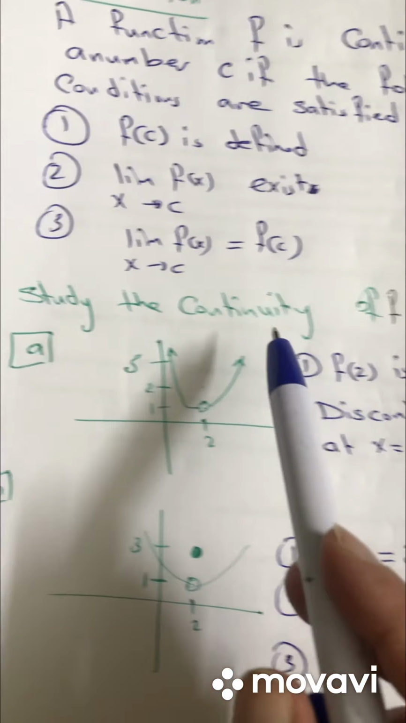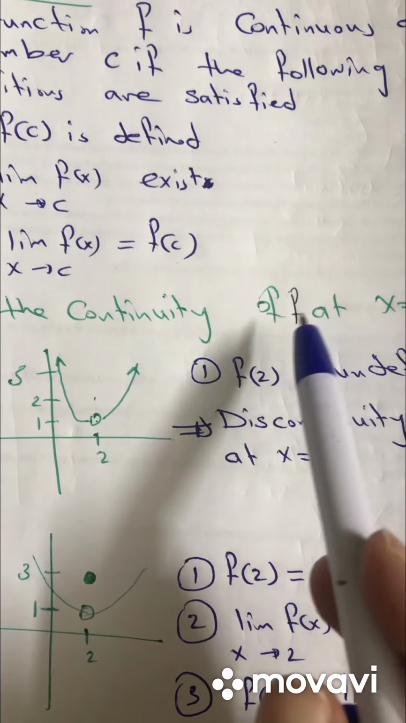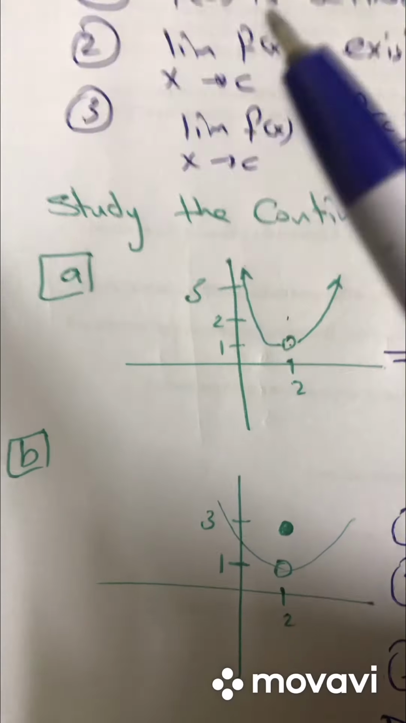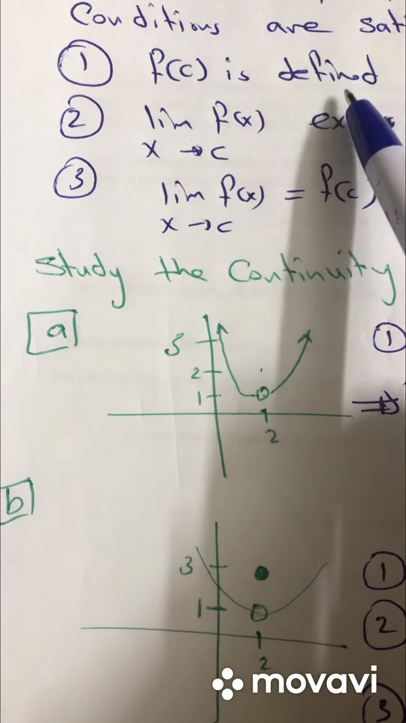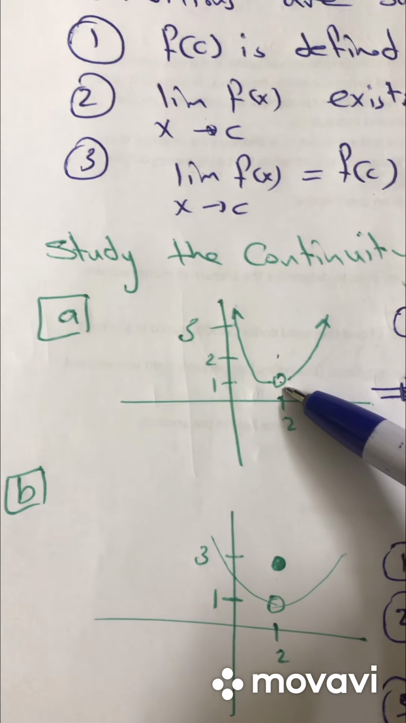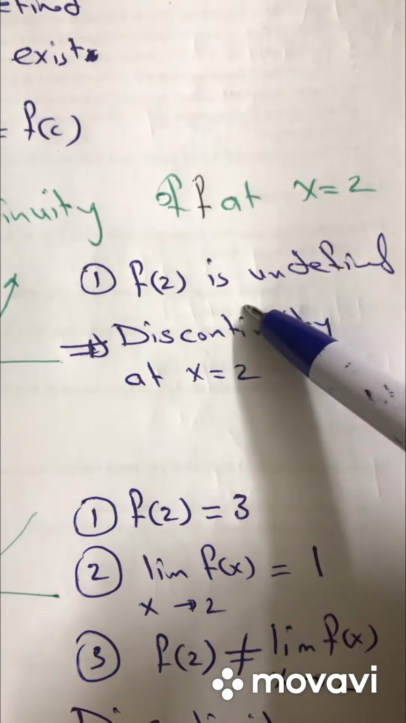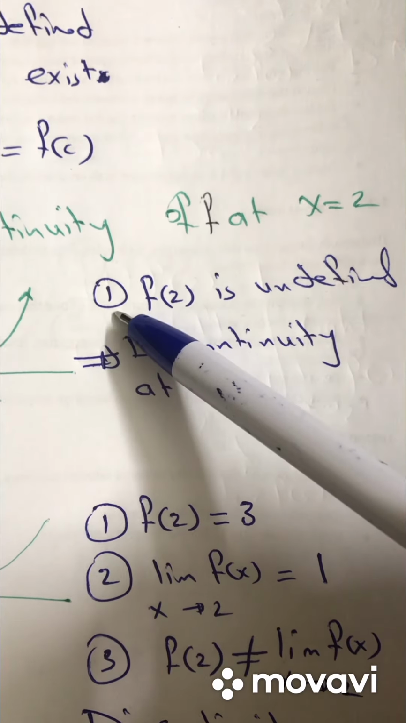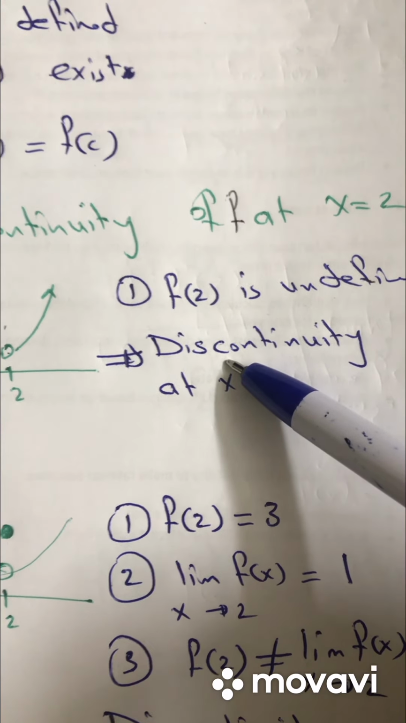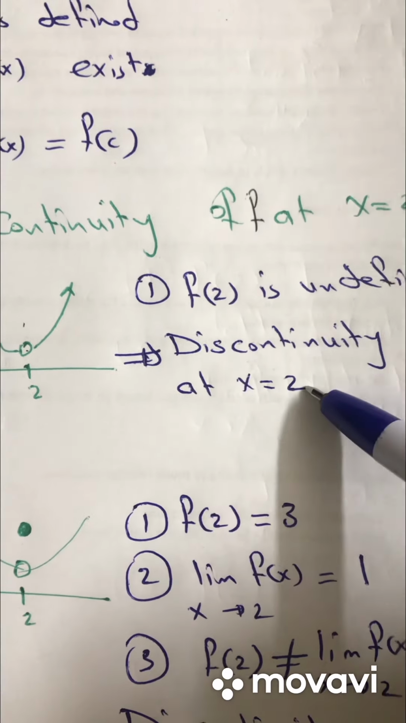Let us start with a condition. First, I need to find whether it's defined. With an open dot, do you think it's defined or not defined? Excellent. Study the continuity of the function f at x is equal to 2. Let us study this graph. The first condition said f of c is defined. Do you think that f of c, even if there's an open dot, is defined or undefined? Of course, excellent, so undefined. Because the first condition failed, directly, without thinking about the others, there is no need to go back. Discontinuity at x is equal to 2.